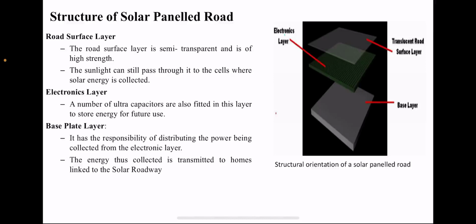The second layer is the electronics layer. A number of ultra capacitors are also fitted in this layer to store energy for future use. Base plate layer. It has the responsibility of distributing the power being collected from the electronics layer. The energy thus collected is transmitted to homes linked to the solar roadway. And this is the structural orientation of a solar panel road, which is being shown here.